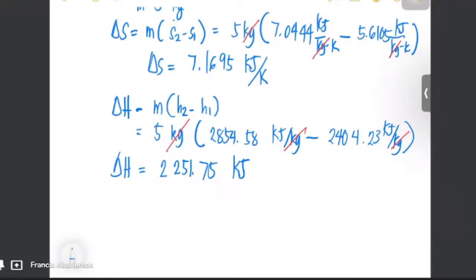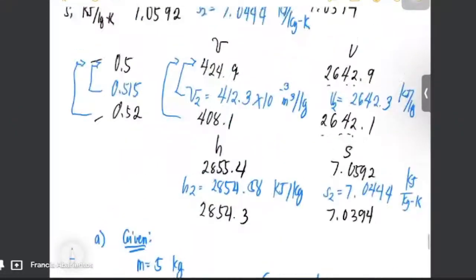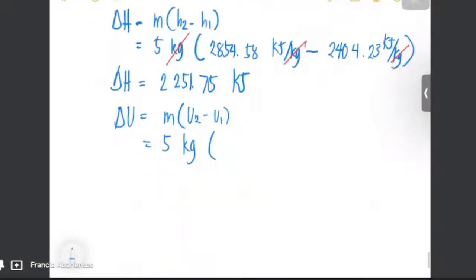Thank you, class, for participating. Next, we find the internal energy. The internal energy is mass times the internal energy at point 2 minus the internal energy at point 1. So, 5 kilograms. We have the internal energy at point 2, this one, 2642.3. And the internal energy at point 1, saan?